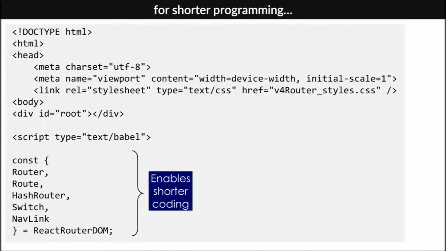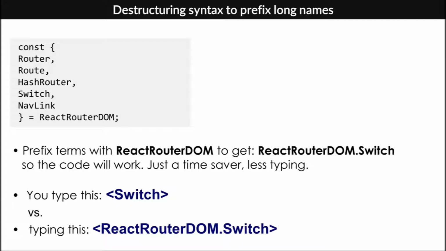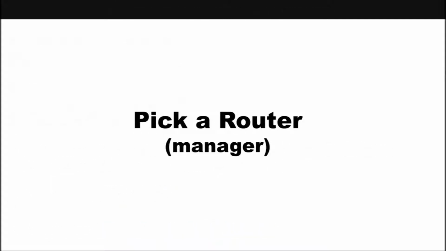The first piece of interesting code is right at the top, this little piece. It's essentially just to make coding life easier for you. Just look at the const, and then at the bottom, equals react_router_dom, and then look at the bottom of this slide. What this helps you do is to reduce typing. You can type simply switch versus having to type react_router_dom.switch every time. That's all this is about. It's just a way of helping you to type less code.